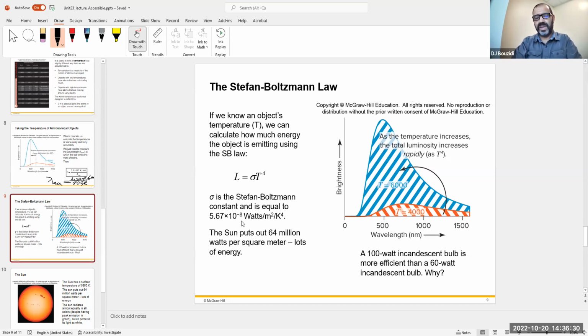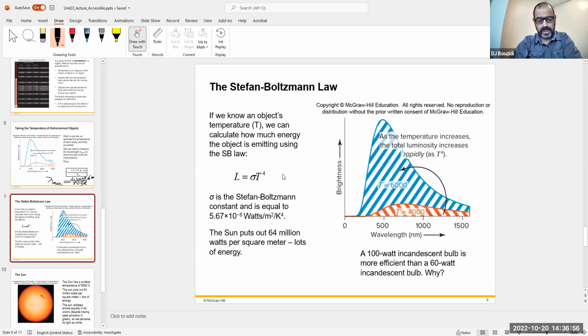Basically, the temperature of the sun is 5,800 Kelvin. So we're going to plug in 5,800 in here, and you multiply 5,800 by 5,800, get you some huge number, about what, about 30,000 or something? No, 30 million. And then you're going to multiply that. So it's going to be a huge number. At the end of the day, 64 million watts per square meter, okay?